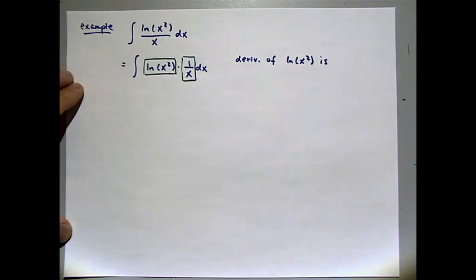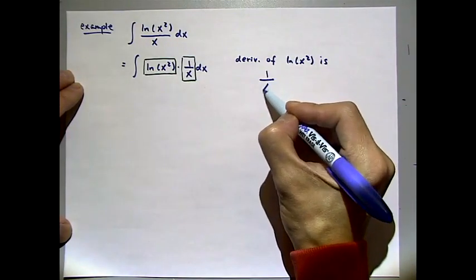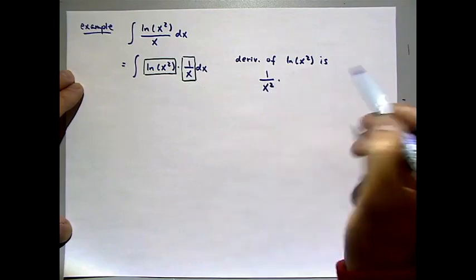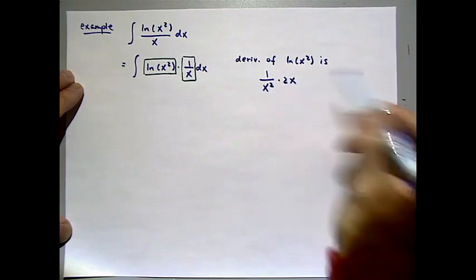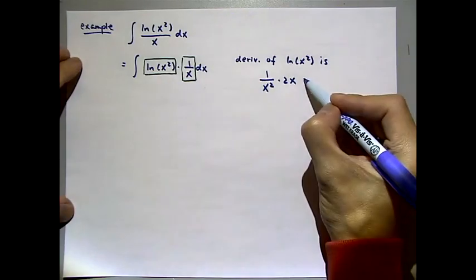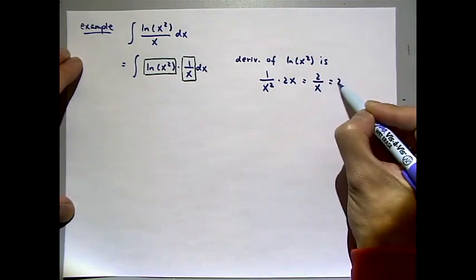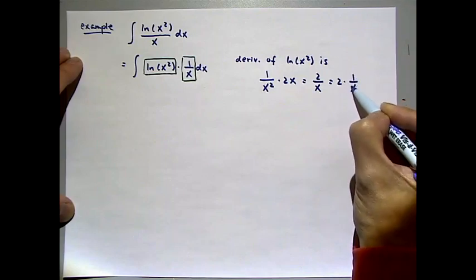The derivative of natural log of x squared is 1 over x squared times 2x. Derivative of natural log of something is 1 over that something times the derivative of that something by the chain rule. So that's equal to 2 over x, or 2 times 1 over x.